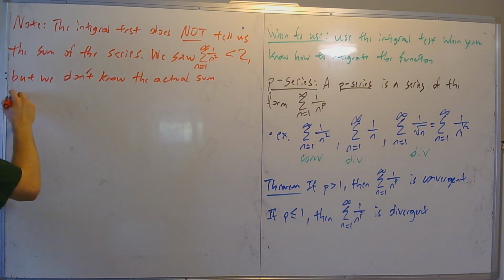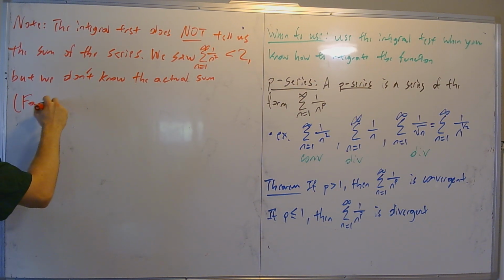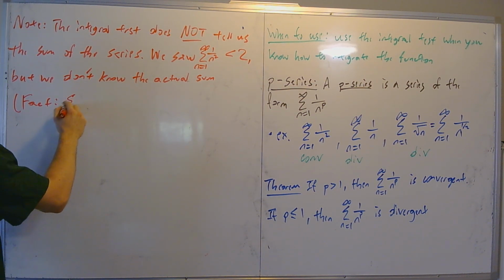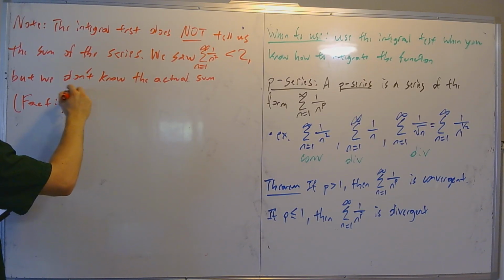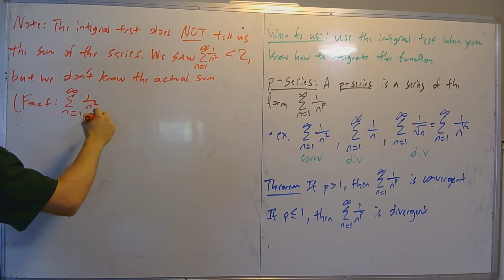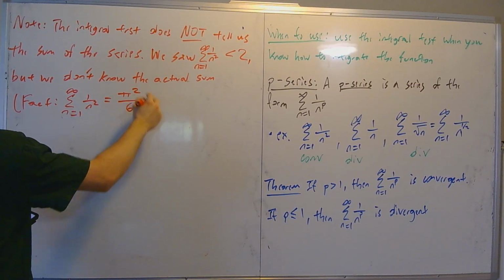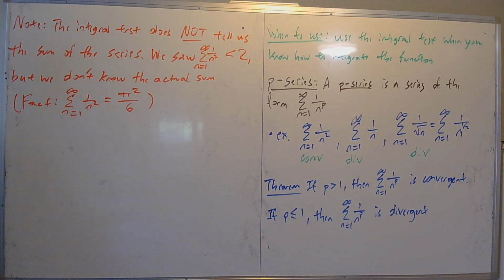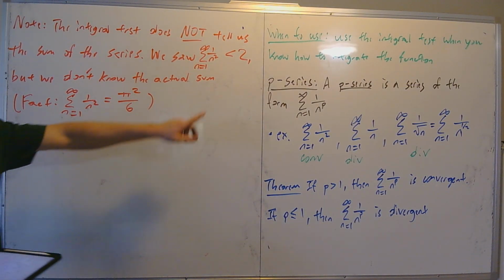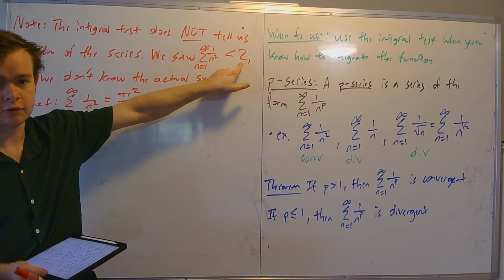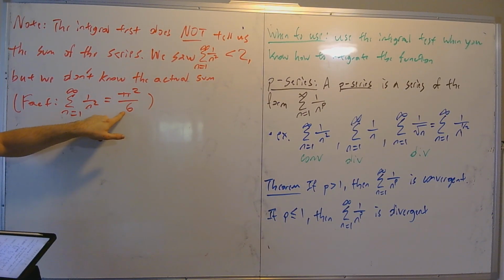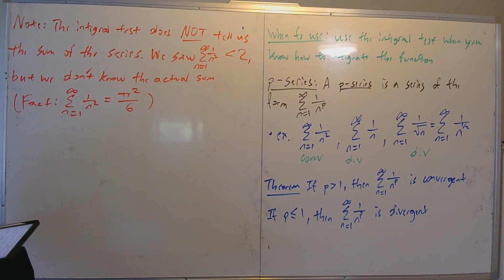In fact, we know that the sum from n equals 1 to infinity of 1 over n squared is actually pi squared over 6. But we can't figure that out from the integral test because the integral test just gives us an upper bound. So it just tells us that it's less than 2. If you computed this number, it is less than 2, but the test didn't tell us that it was exactly this number. So it just tells us whether something is convergent or divergent. That's all it tells us.